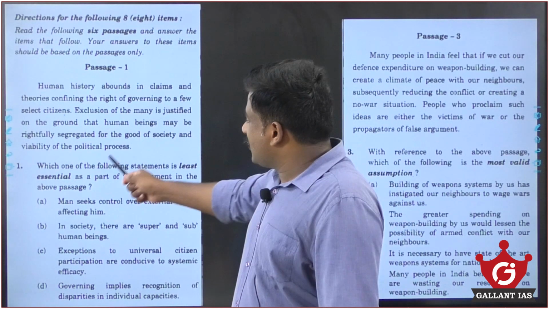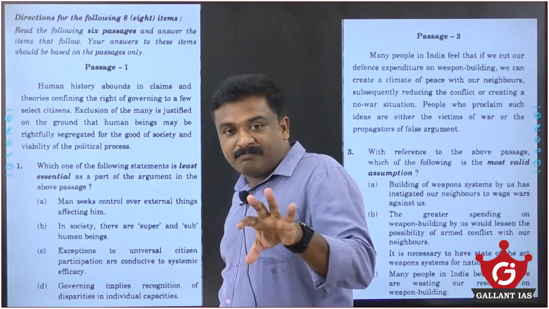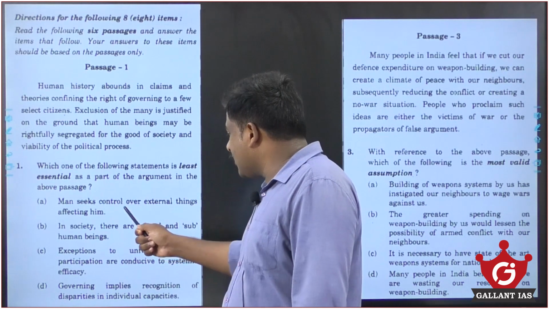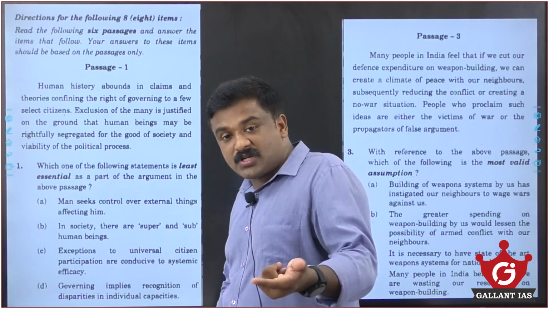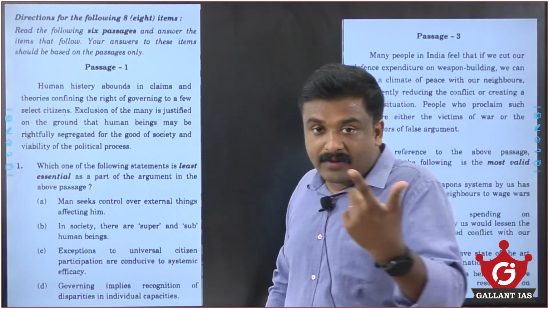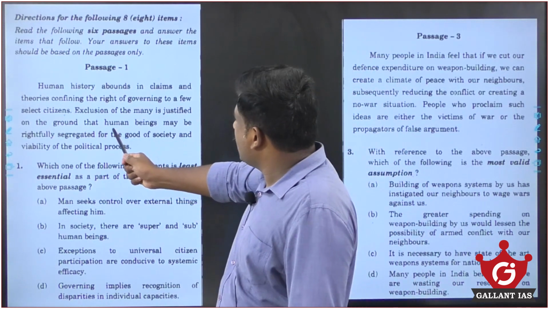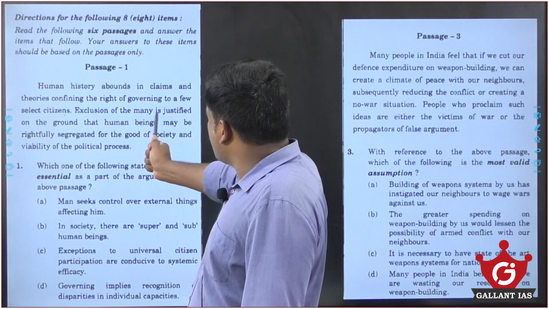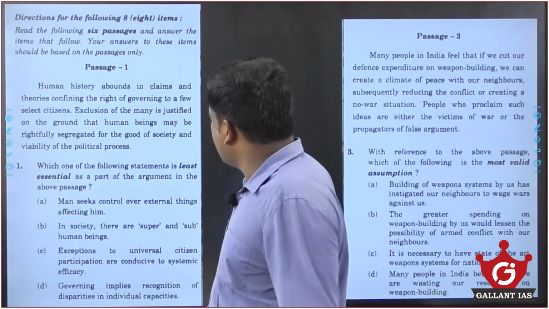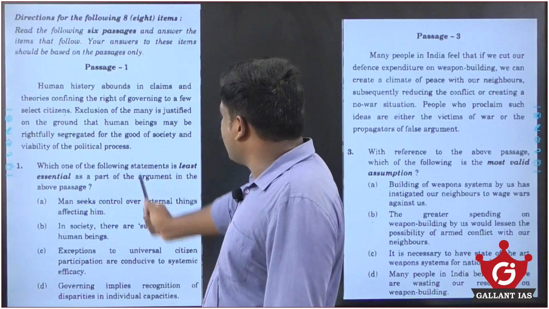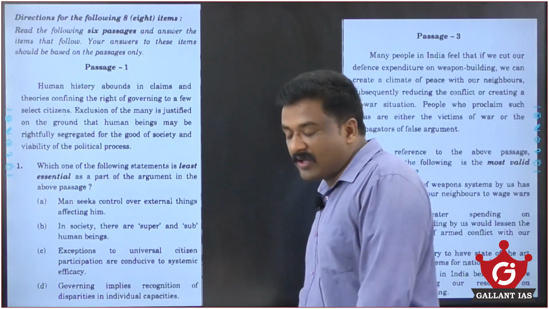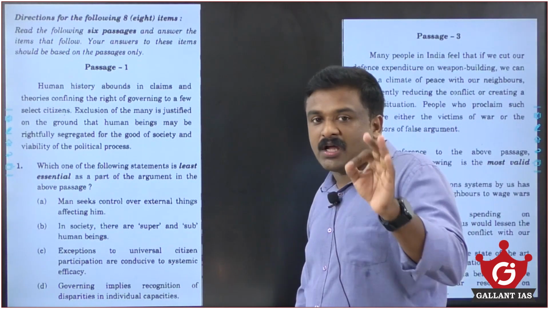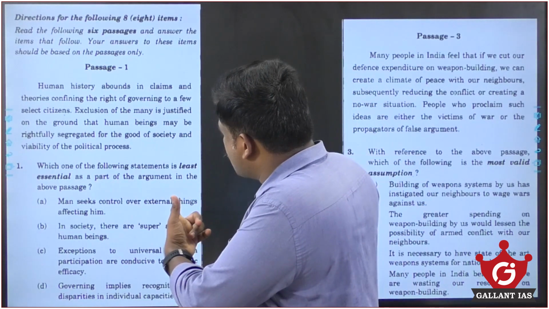So, the statement which does not match the argument of the passage is A only: man seeks control over external things affecting him. But in the passage they say, yes, it is to few select citizens, exclusion of many is justified on the ground human beings may be rightfully segregated for good of society and viability of the political process. So, here the least essential argument, I would say, is A.